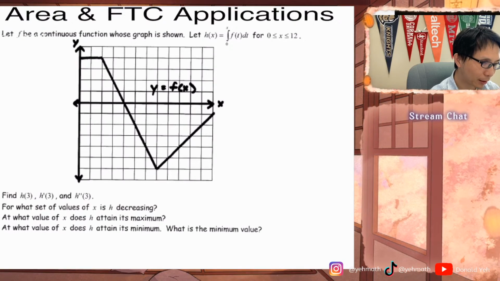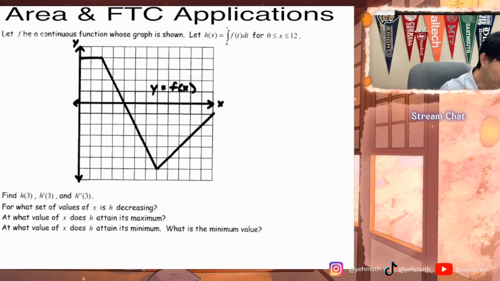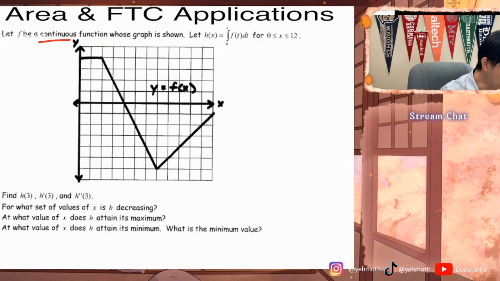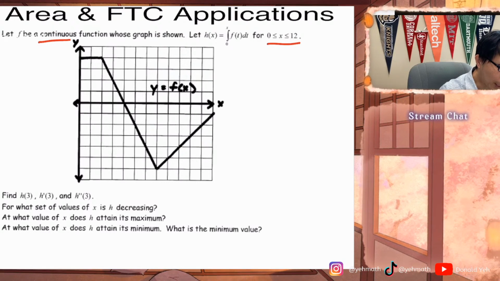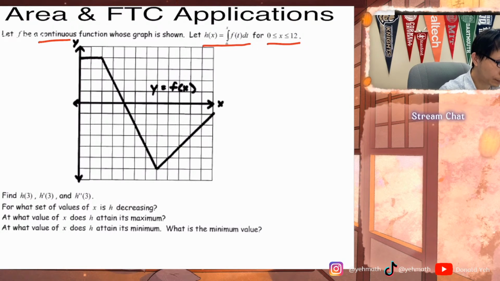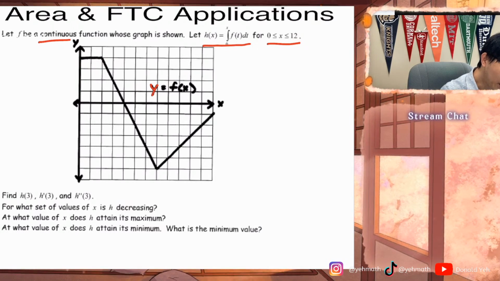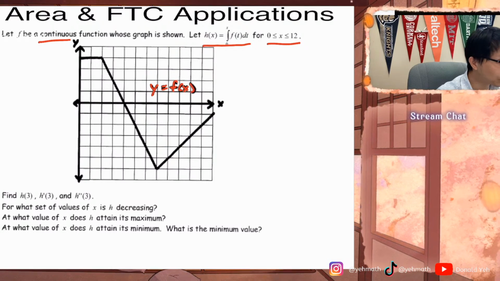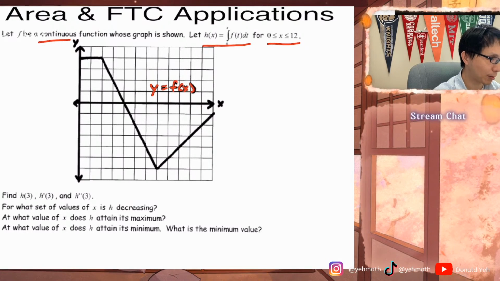Let's read it together. Let f be a continuous function. So continuous, very, very important. Also the boundaries, and also h of x is equal to this. Now pay attention, this is y equals f of x. It has nothing to do with h of x, because this graph is f of x.